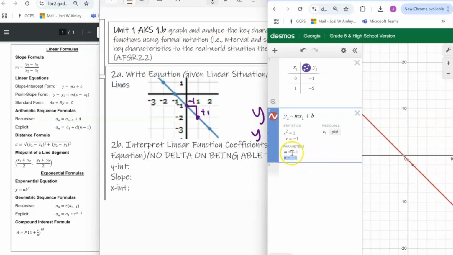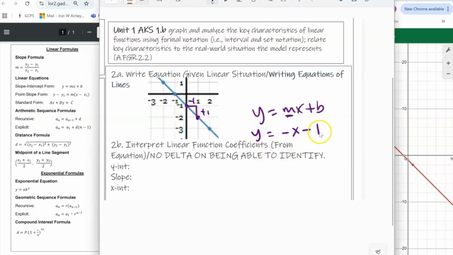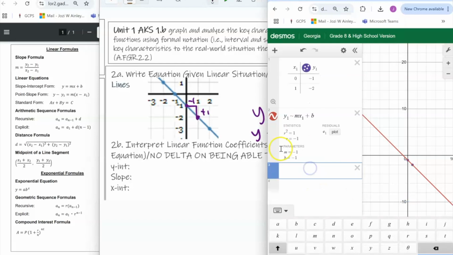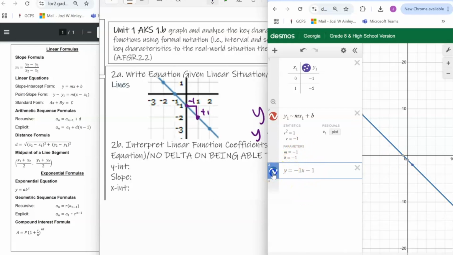It's giving me my y-intercept, which is negative 1, and my slope, which is negative 1 as well. So I'm going to type this answer in. So it's y equals mx plus b is my original equation, where m is negative 1, according to what it says right here, and b is also negative 1. And you can see immediately what happens. Green overlaps blue, and therefore I know that I am correct.